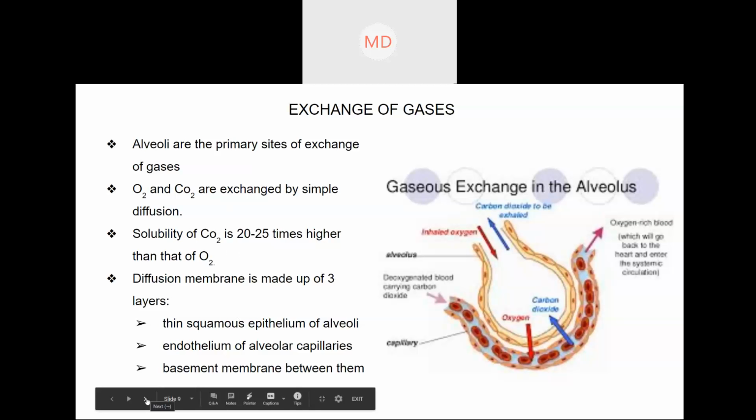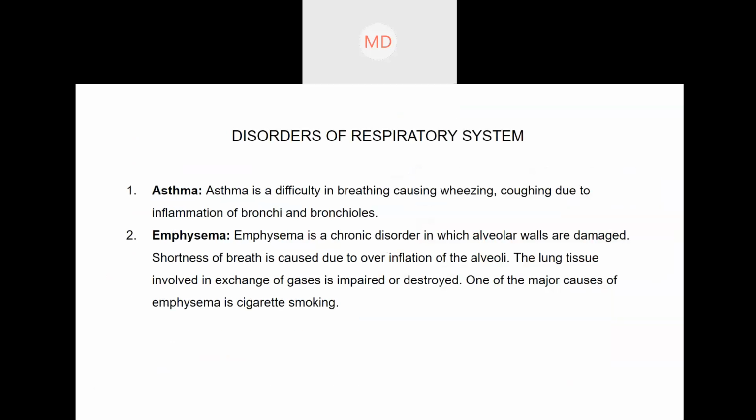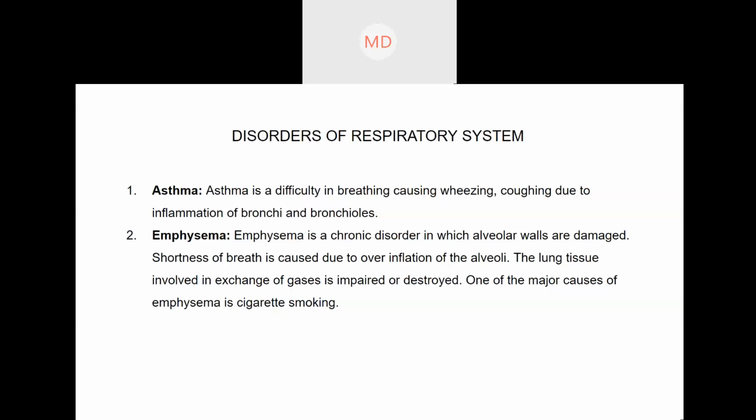Before that, this is the disorders of respiratory system. So disorders means disease. Okay, disorders and disease, it is the same. So here we will look at two diseases that are associated with the respiratory system, means respiratory disorders. For respiration, the most important organ is the lungs. So disorders of the respiratory system have something to do with the lungs.